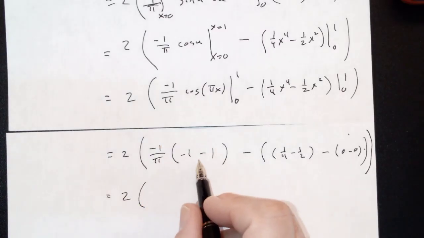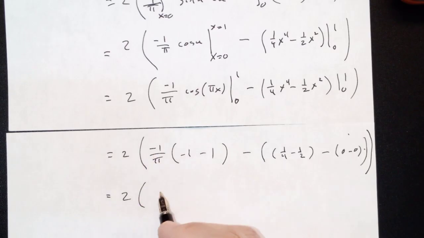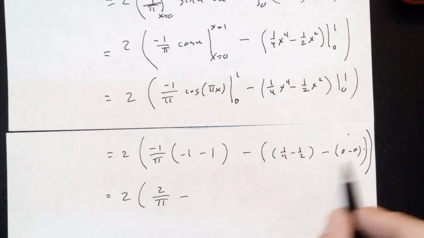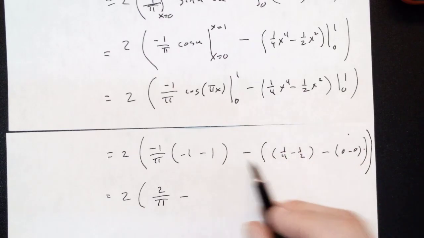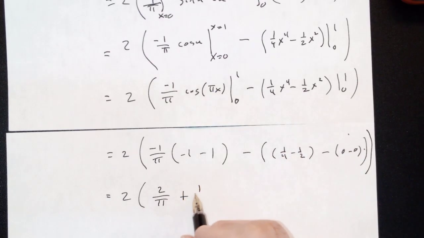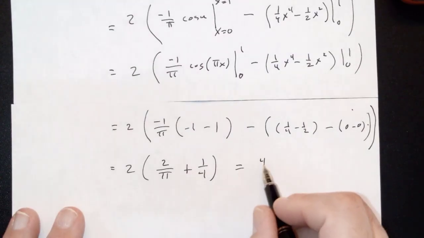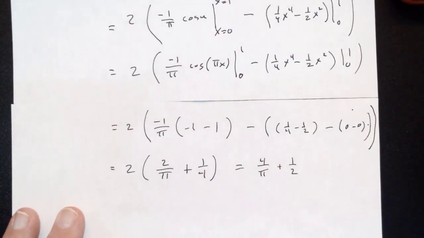This is a -2, right? But it's multiplied by -1, so that's 2 over pi minus, well, that's 0, minus negative a fourth. And if you want, you can simplify that: 4 over pi plus a half. If you really want, you give me a decimal, and then do the two integrals on the calculator and see if it works.